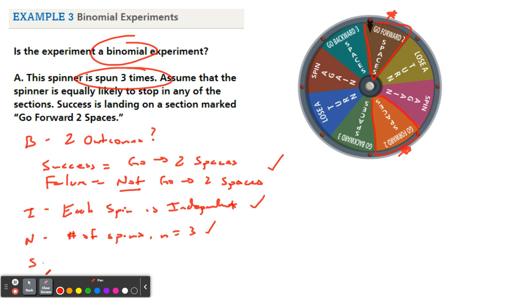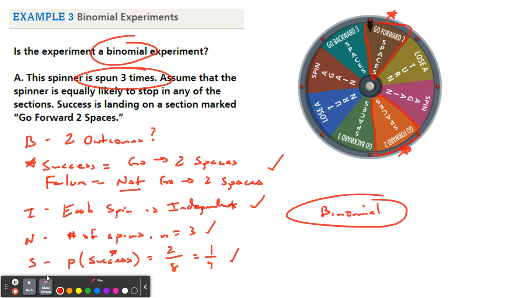And last but not least, the same probability. Is the probability the same for your success? Well, P of success is the probability of getting a go forward 2 spaces. We have 2 of those spaces out of a total of 8 spaces. That's a 1 out of 4 chance. And that probability never changes for any turns. It's the same probability for each turn. So this would be a binomial situation. Yes, it's binomial. Great.